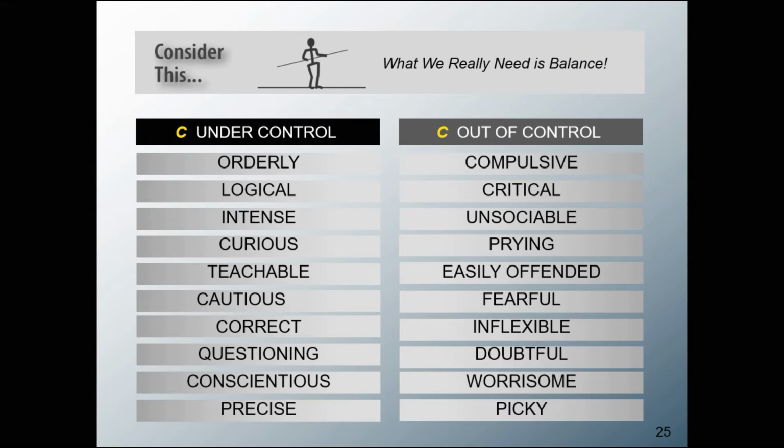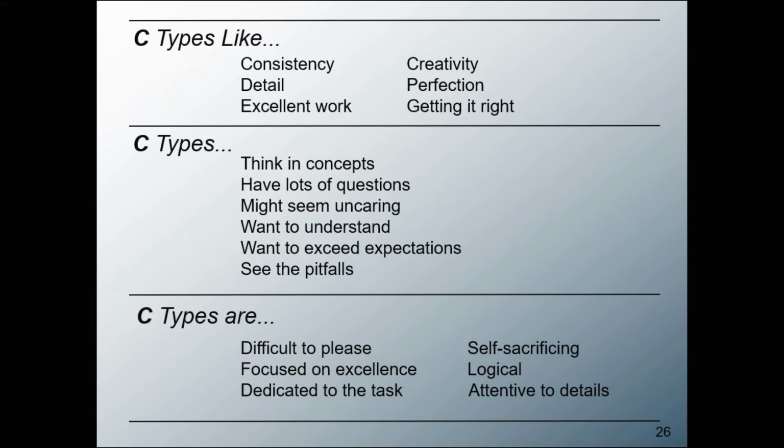C-type personality, they like consistency, they like detail, they like excellent work, they like creativity, perfection, getting things right. There's a right way to do things, and they're going to look for it. They like thinking concept. They like asking a lot of questions. They like to understand. As I'm speaking to you, those who have known me for a long period of time probably see that yes, it looks like Nancy. Yes, absolutely. This is my dominant side, C-type personality.